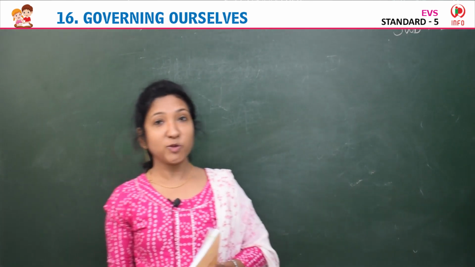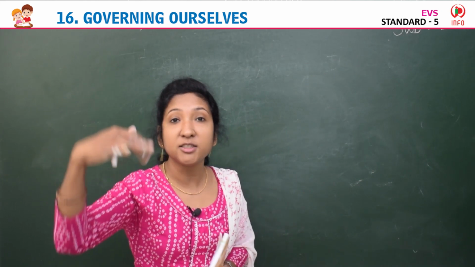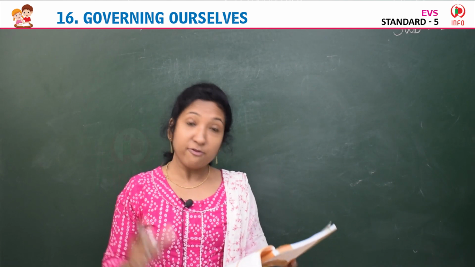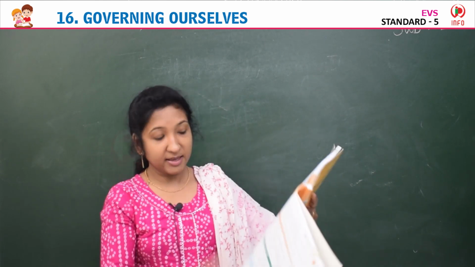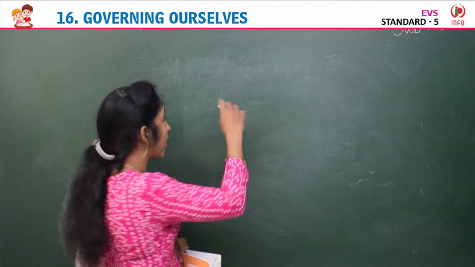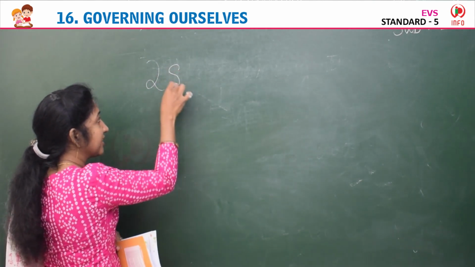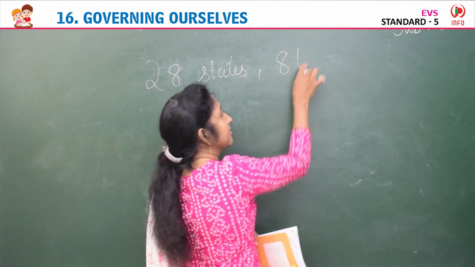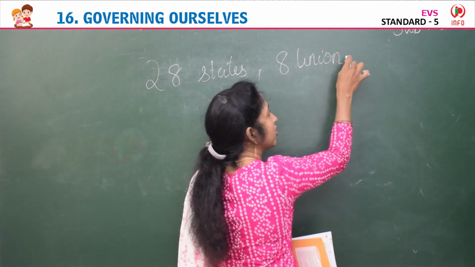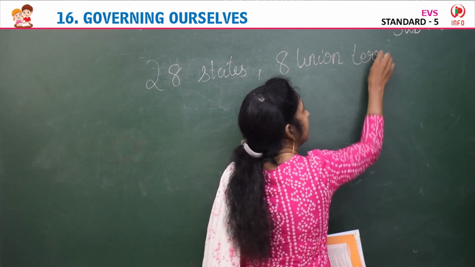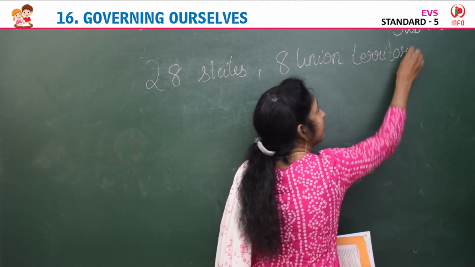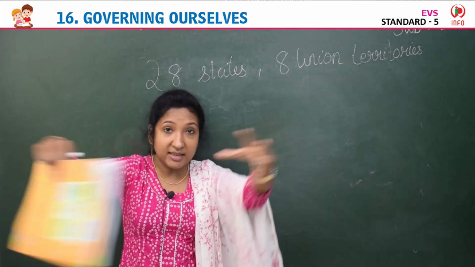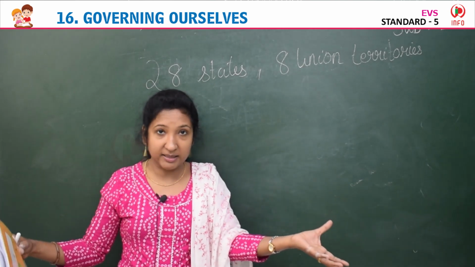Now it's time to recall, children. Let us recall what we have learned from this lesson. India is a federal union of states. How many states do we have? 28 states and 8 union territories. We learned this in the beginning of the chapter, isn't it?